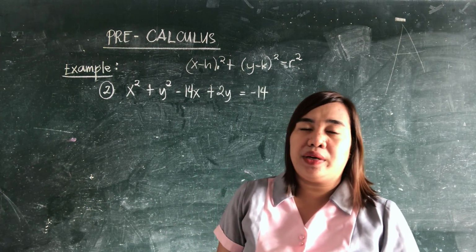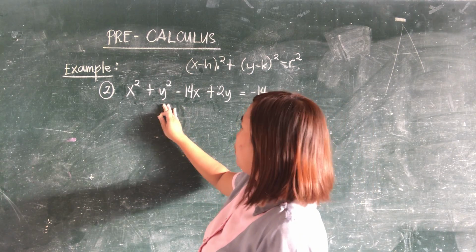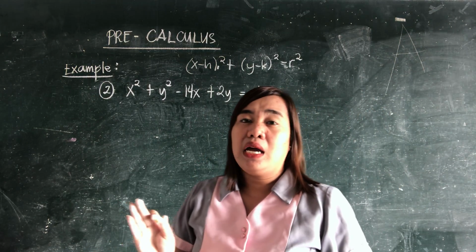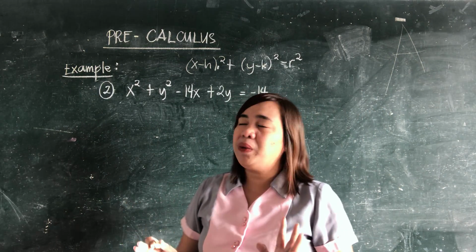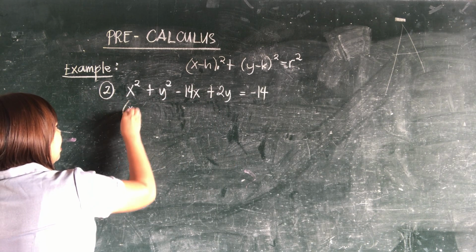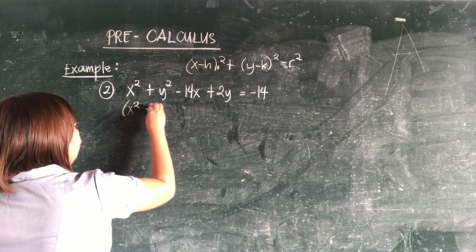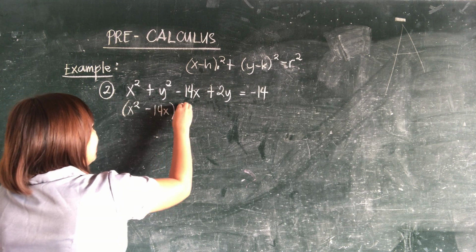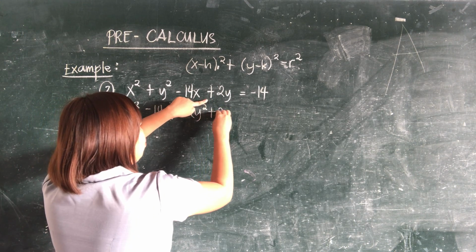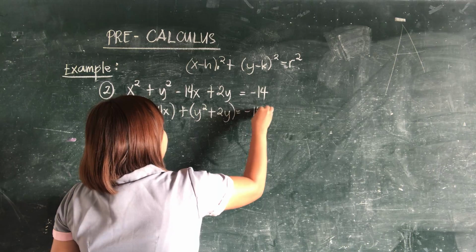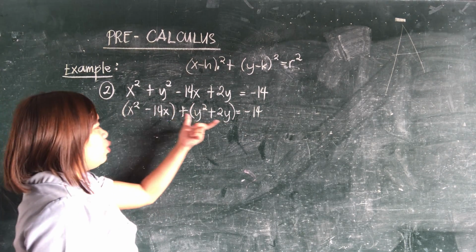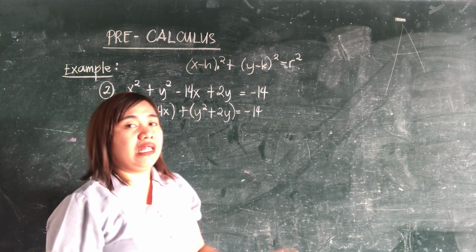Kanina kasi yung y squared, wala na siyang other value na merong y or other term na y. So no need na kaninang mag-regrouping. Pero ngayon, we need to regroup it first. So magiging, pagsamahin natin yung x squared at saka yung negative 14x plus y squared plus 2y equals negative 14. Again, we just regroup. X squared minus 14x plus y squared plus 2y equals negative 14.